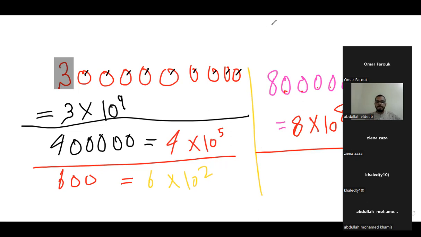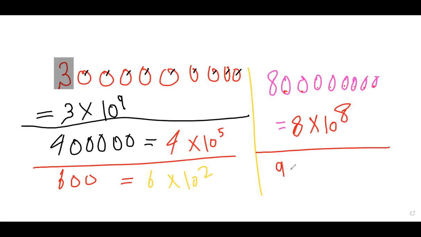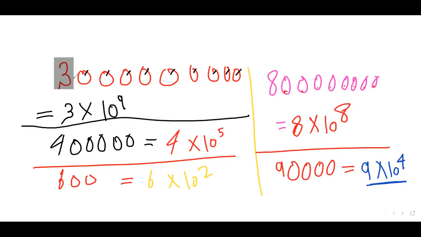Zena? It is 9 times 10 to the power 4. Thank you so much. How about if I have only one digit here: 3, 4, 6, 8, 9. How about if I have more than one digit? Like this.